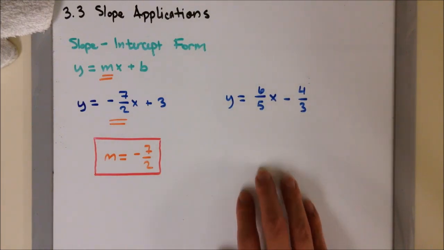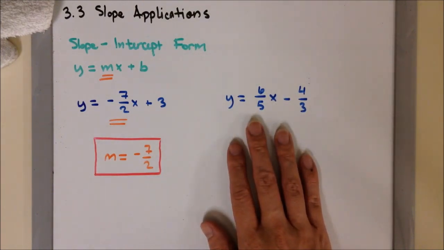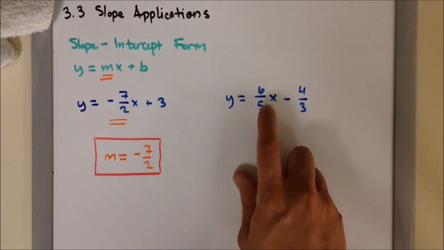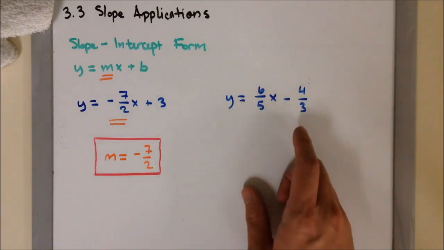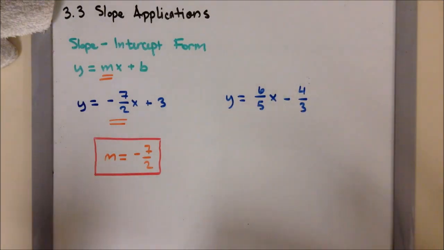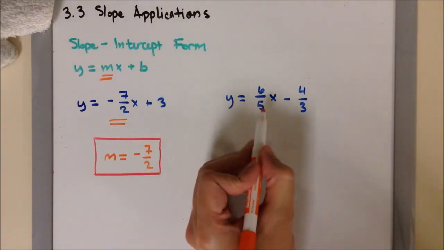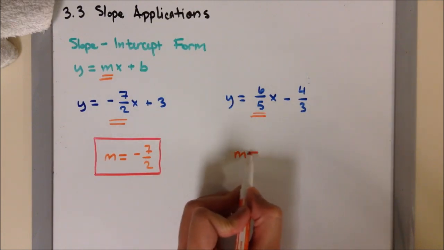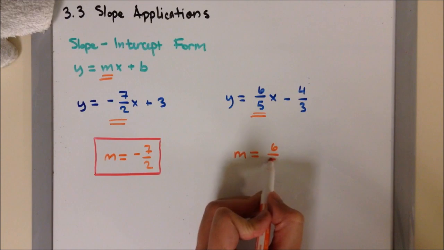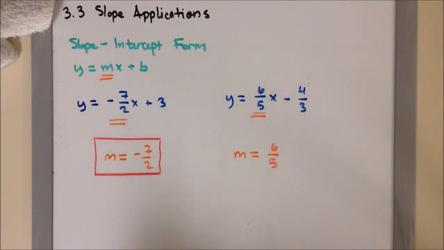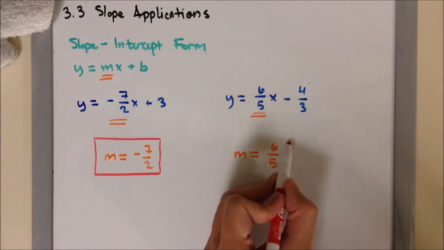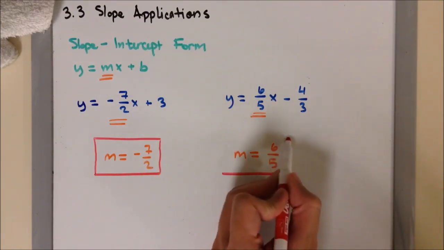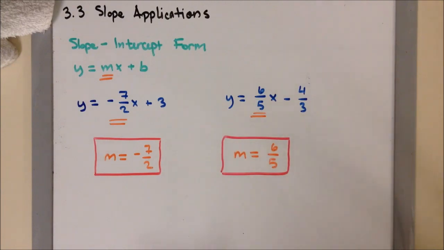Example 2 is y equals 6 over 5x minus 4 over 3. So again, slope is just the number in front of x. My number is this fraction, 6 over 5. Therefore, my slope is just a number, positive 6 over 5. I didn't include the x, just a number. So my final answer is m equals 6 over 5.